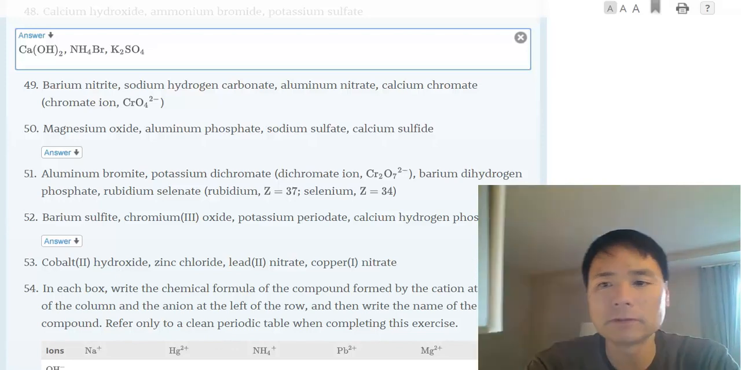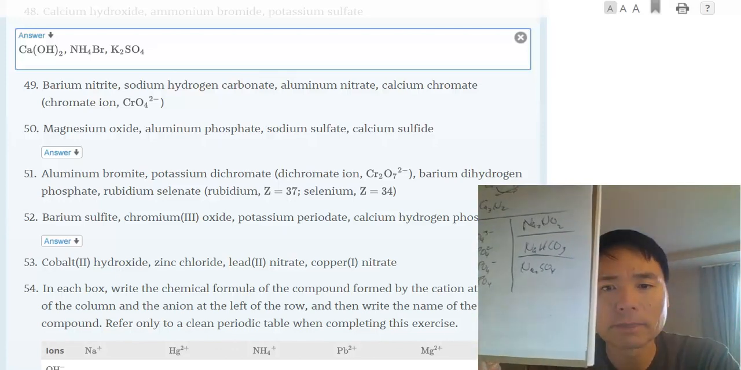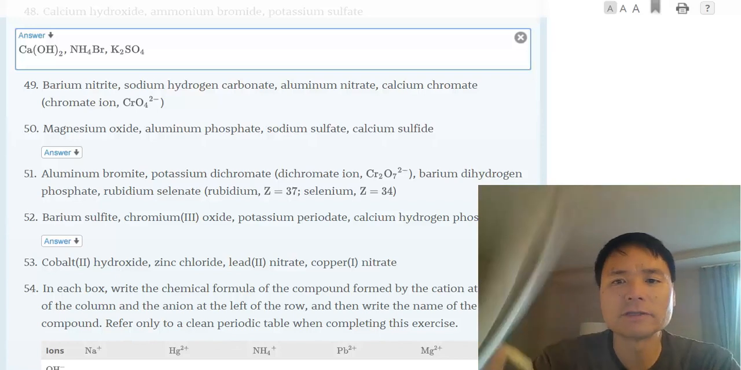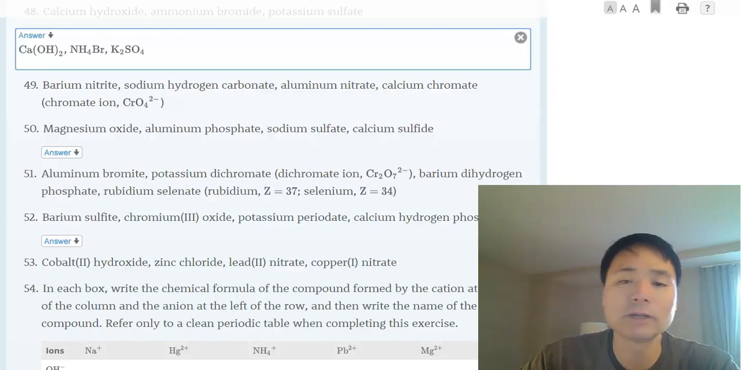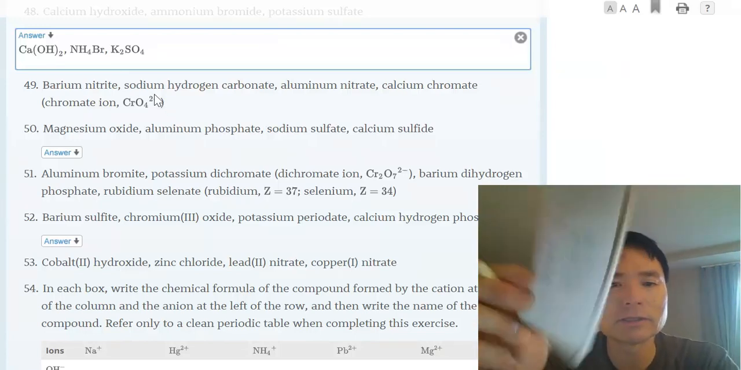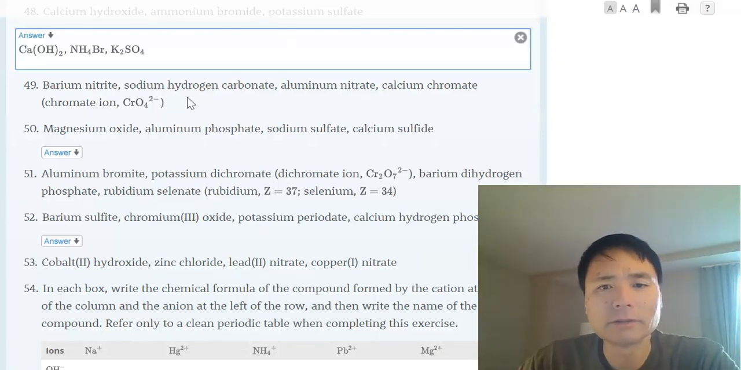And then finally, calcium sulfide. Sulfide is a 2-, calcium is 2 plus, so just CaS. It's a 1-to-1. 2 plus and 2 minus balance each other out. I just see where I misread this. Okay. These ones had the answers.